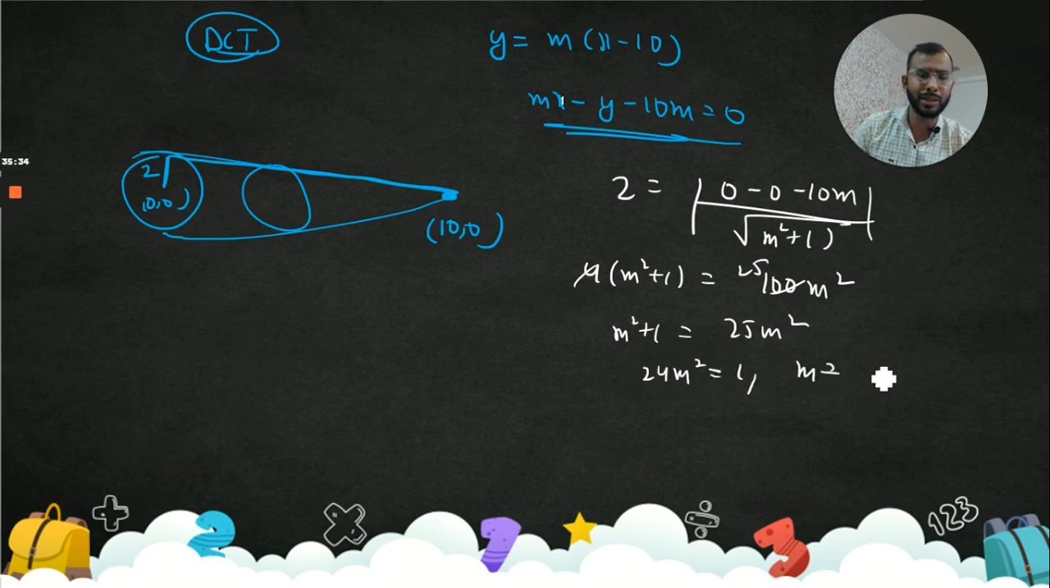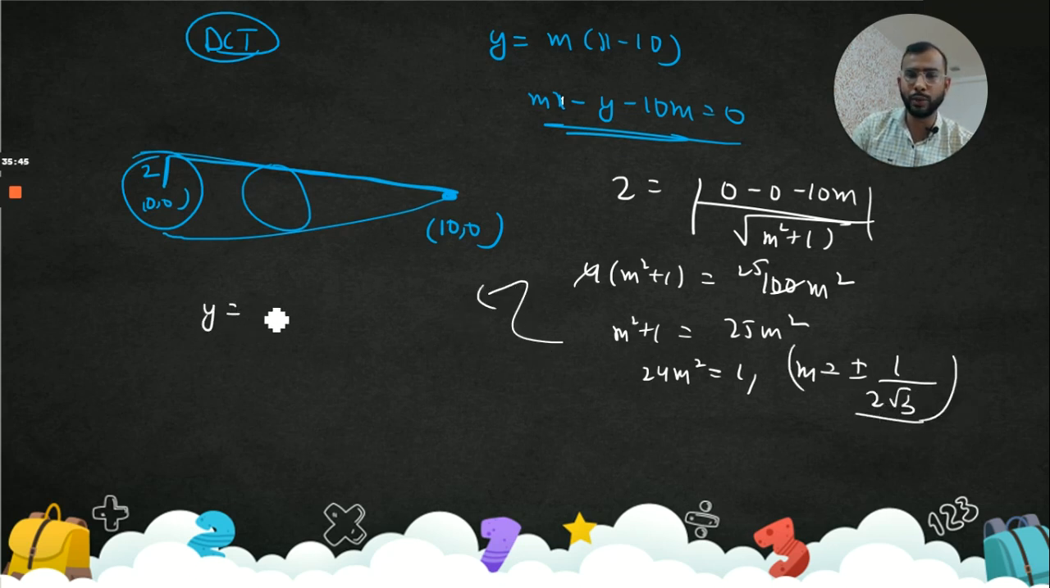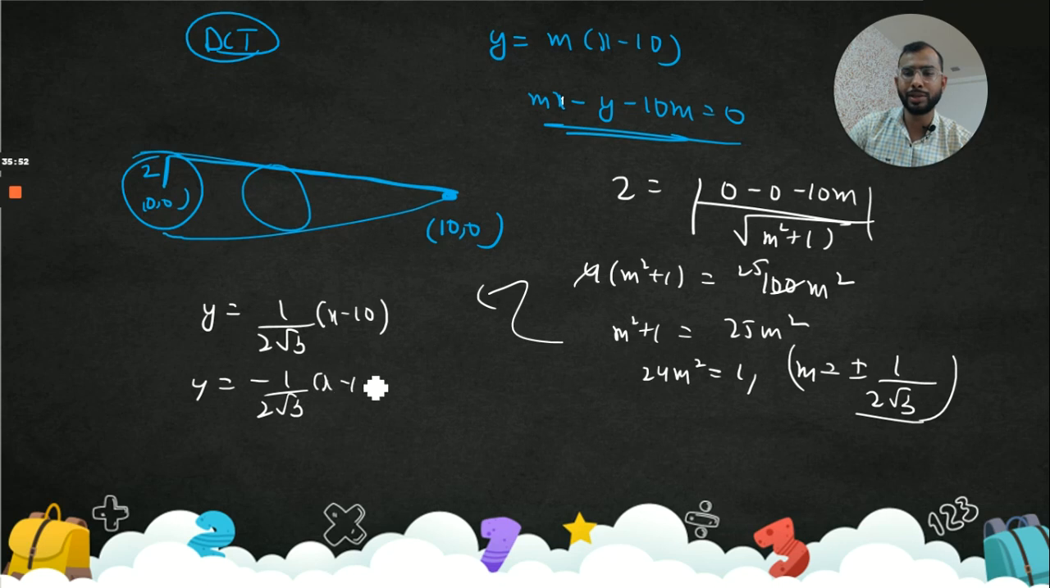Bad answer is coming. m is plus minus 1 upon root 24. Root 24 is 4 into 6, which is 2 root 6. Okay, so the two equations are y equal to 1 by 2 root 6 x minus 10, y is equal to minus 1 by 2 root 6 x minus 10. Okay, did this 2 root 6 come for you? Similarly find DCT and we wrote it here. We did not solve it here but we saw it here. Okay, so I guess this is clear.